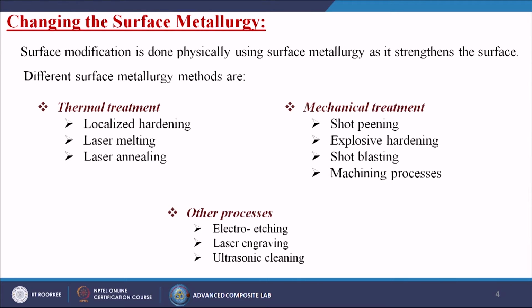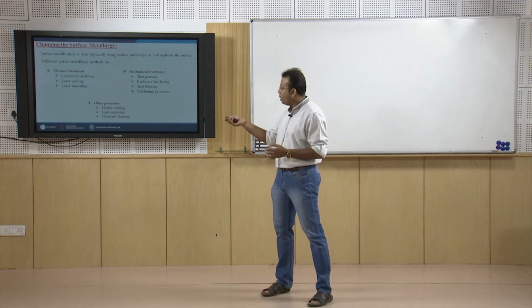And there are some other processes also, which we generally call unconventional processes, or some of the latest techniques that we are going to use. They are called electro etching, laser engraving and ultrasonic cleaning. In the next slide I am coming to them one by one.